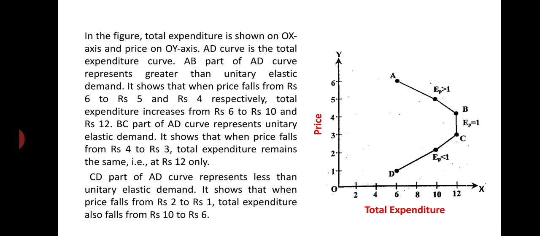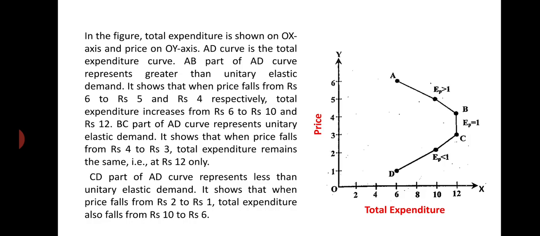When total expenditure increases with a fall in price, or falls with an increase in price, ED is greater than 1. When total expenditure remains constant with a change in price, at a fixed expenditure, then at that point EP or ED is equal to 1.